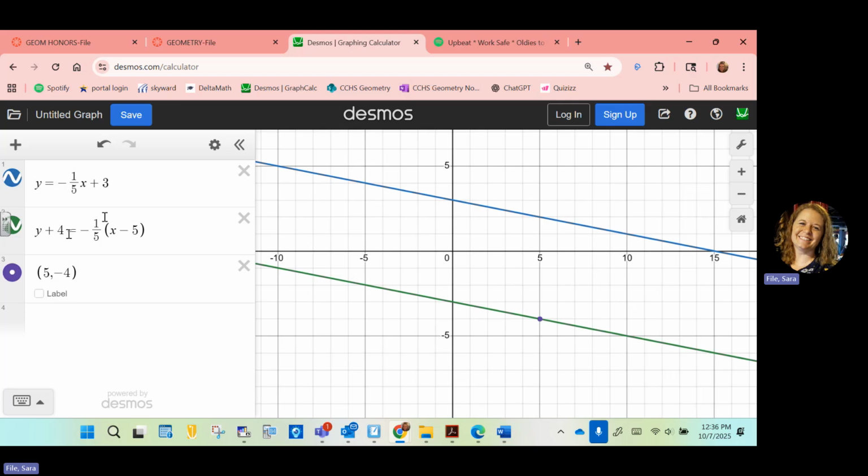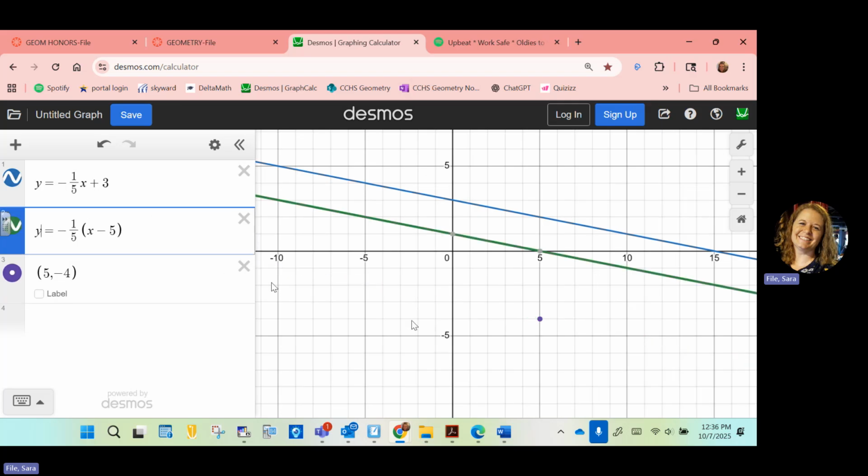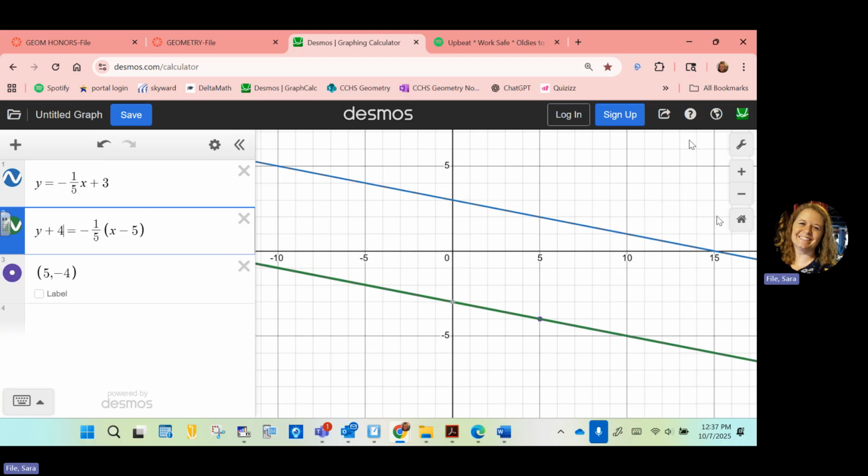Like if I had another choice that was something like this, I could obviously see, oh, that's parallel, but it doesn't go through the point it's supposed to, so that's not it. Does that make sense? So use Desmos to your advantage. Okay, check, work backward from your answer choices if you need to.